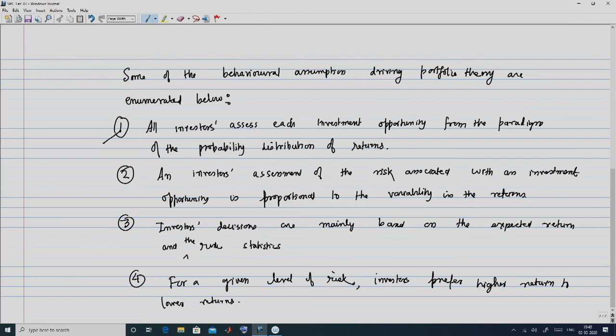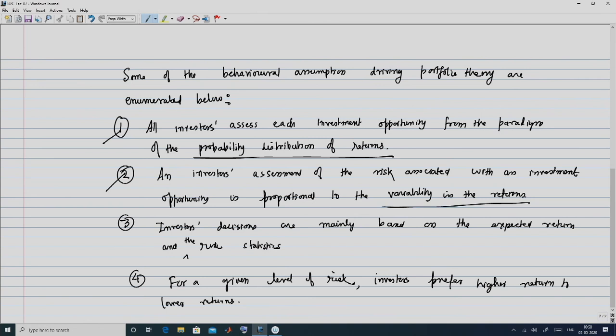The point number 1 says that all investors will basically make an assessment of each of the investment opportunity from the point of view of the probability distribution of returns. As you can see, a return is basically the percentage gain that you make over your initial investment, and that is going to be a random variable, and consequently it is going to have a probability distribution. So, the first thing that the investors take into account is the probability distribution of the returns. Secondly, they also need to make an assessment of the risk, and the risk is seen as the variability, that means how much fluctuation there exists in the returns about its mean value, and this is what is known as the volatility or the variability of the return.